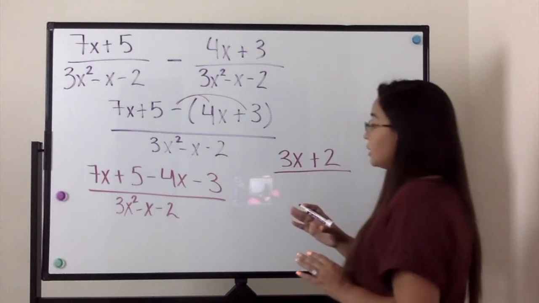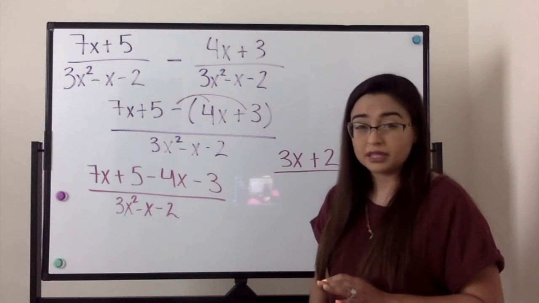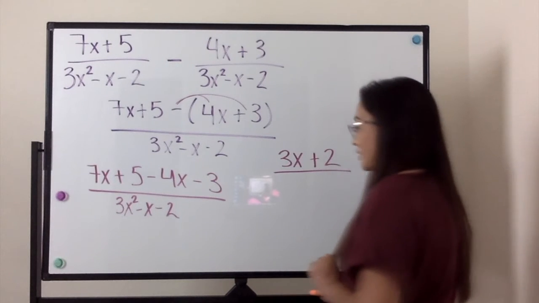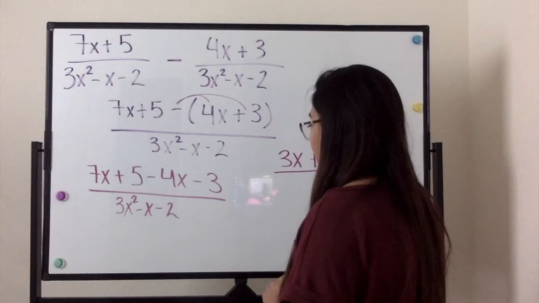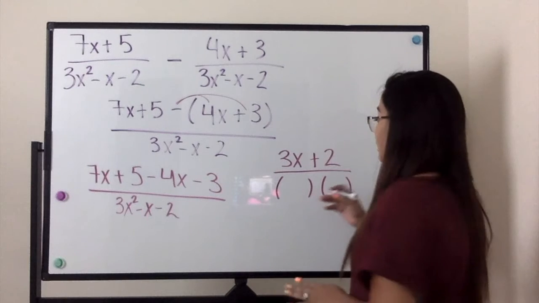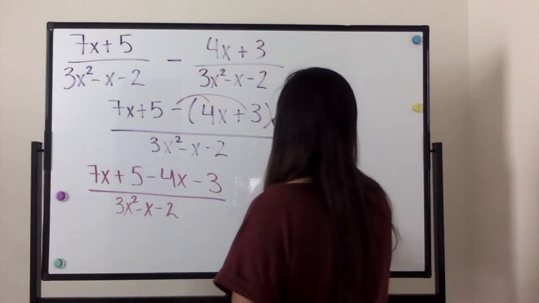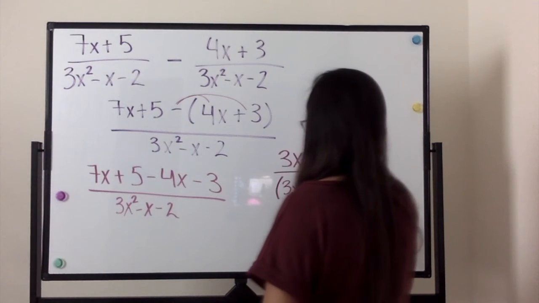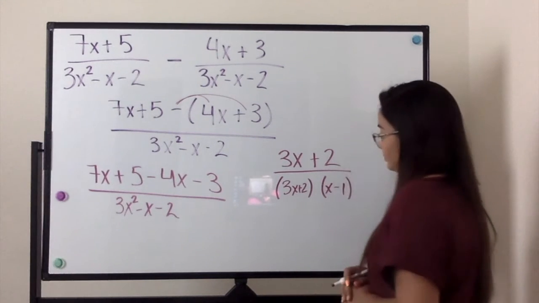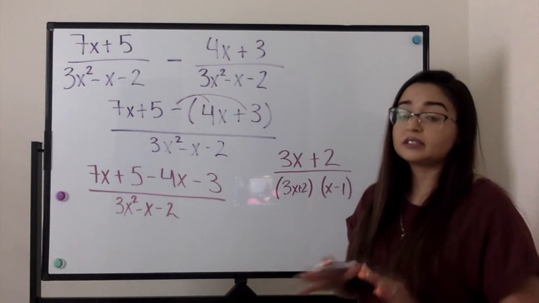So now let's go ahead and look at our denominator. Is our denominator as simplified as it could possibly be? I think it could be even simpler. So let's go ahead and see how. Simplifying this denominator, we are left with 3x plus 2 and x minus 1. Okay? Alright then. So that's what we're left with, and now it's simplified and factored as far as it can go.